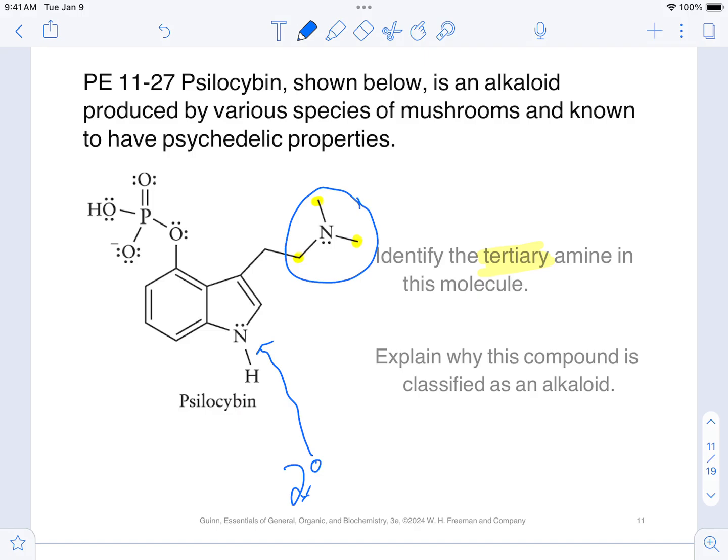It says, explain why this compound is an alkaloid. It's an alkaloid because it's derived from a plant. Mushrooms here, or fungus.